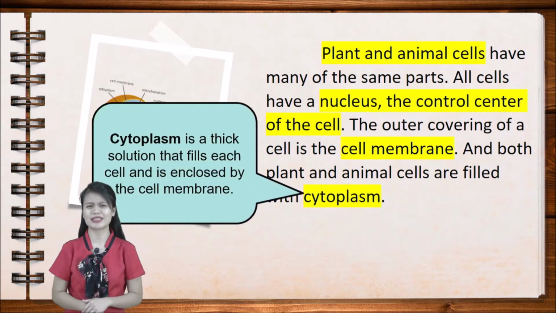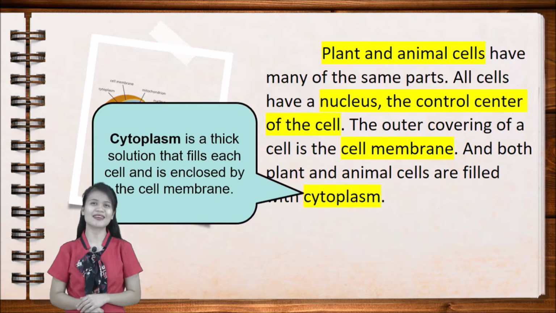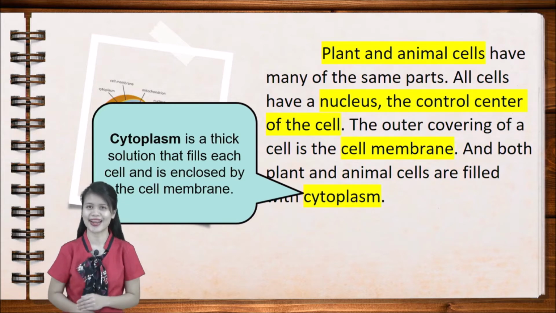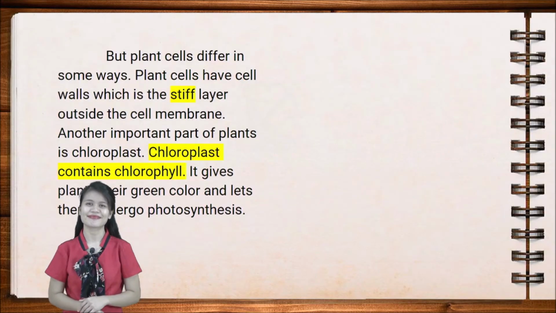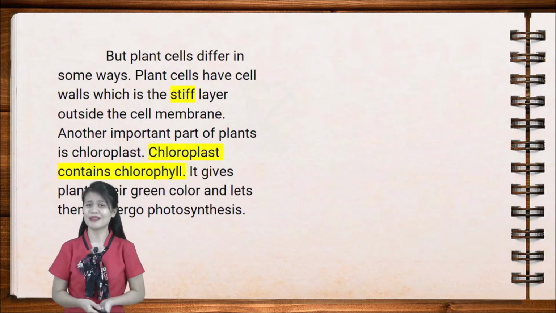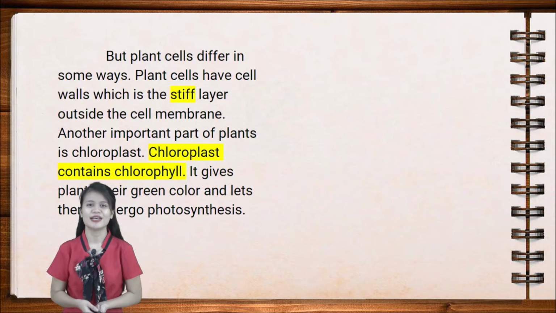Maybe you ask, what is cytoplasm, teacher? Cytoplasm is a thick solution that fills each cell and it is enclosed by the cell membrane. Well, but plant cells differ in some ways. Well, that is in comparison to animal cells. Plant cells have cell walls, which is the stiff layer outside the cell membrane.